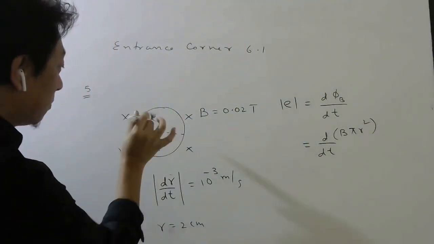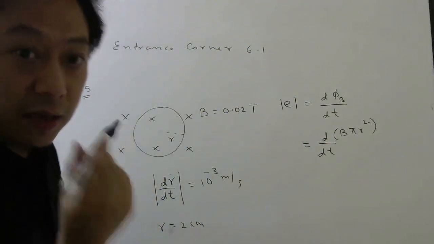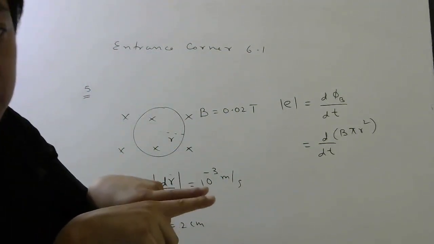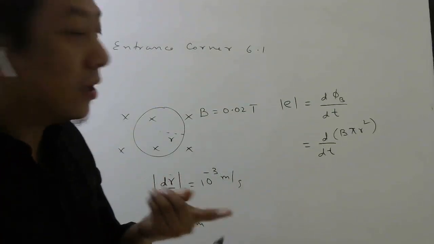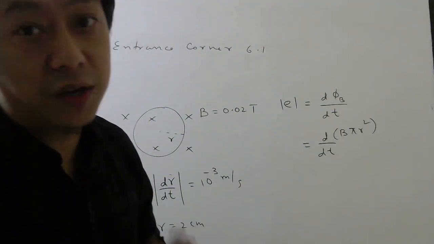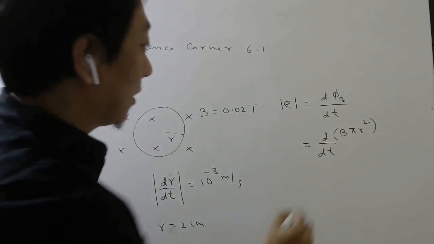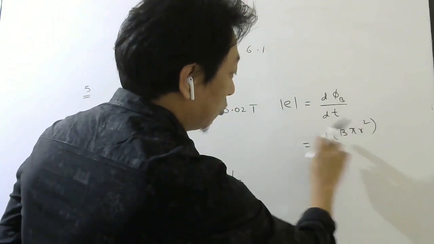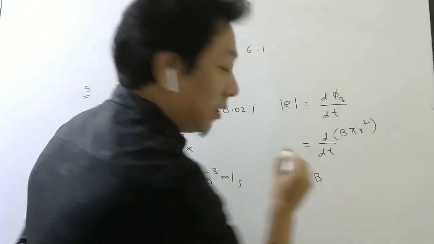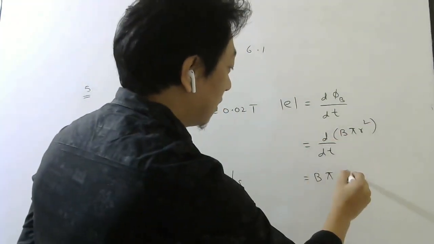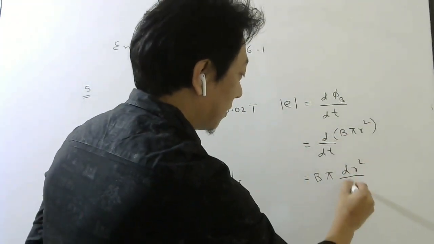B is perpendicular to the plane, and the area vector is always perpendicular to the plane. So the angle between them can be taken as 0 or 180. But since I want modulus, it doesn't matter, cos 0 or cos 180 degrees. Correct? So here remember, in this formula who is changing? The radius. So B should come out. B is constant, π is constant. Differentiation of r² with respect to t.